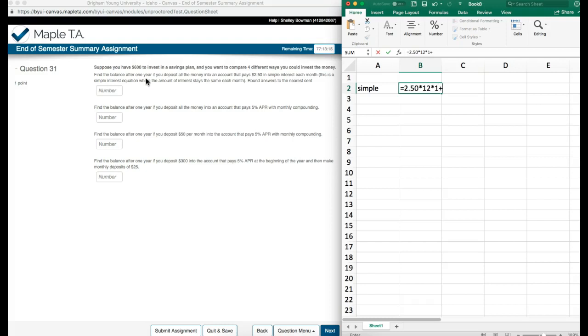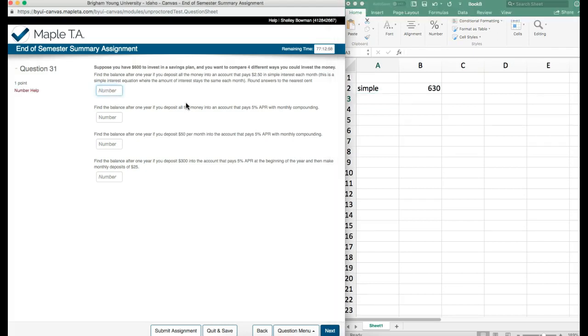And this is added to our original $600, and we don't get any more interest on that $600. It's at the end, and that's our total after 1 year with just $30 in simple interest. So our number is 630.